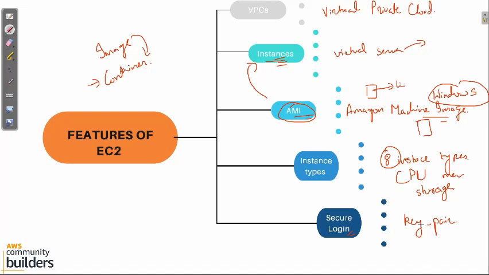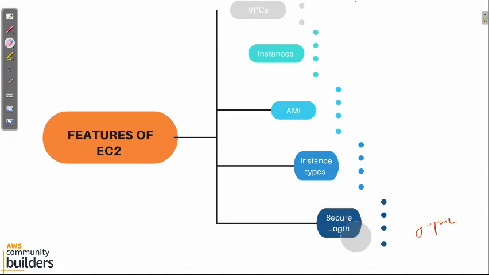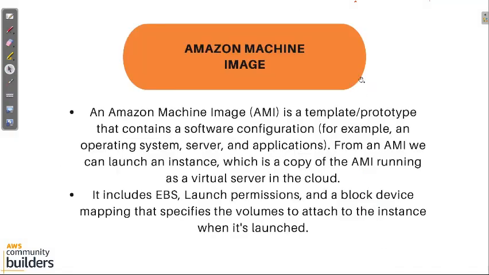Okay, now I hope the features of EC2 are clear. Next we are going to see Amazon Machine Image, which is very important, as I've already given an idea about it. But still, understand it is a template, or you can say a prototype, that contains a software configuration. It will tell you which OS you will be working on, and what the server and applications are. From an AMI we can launch an instance.